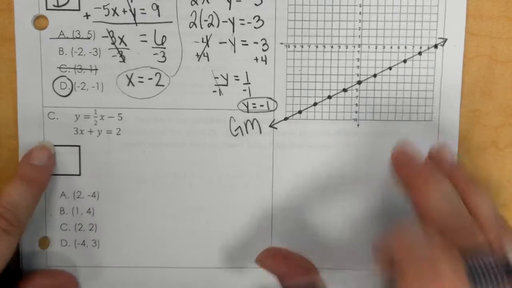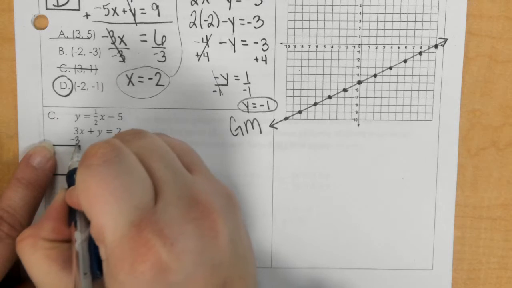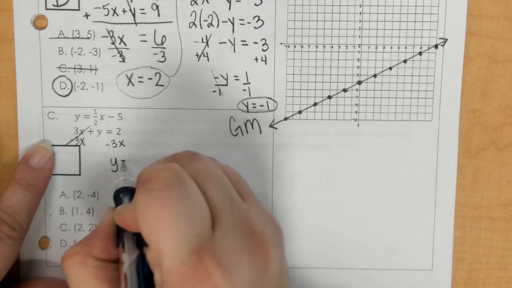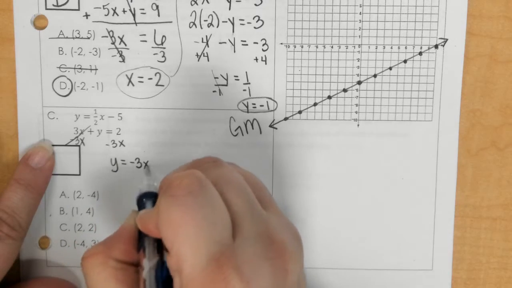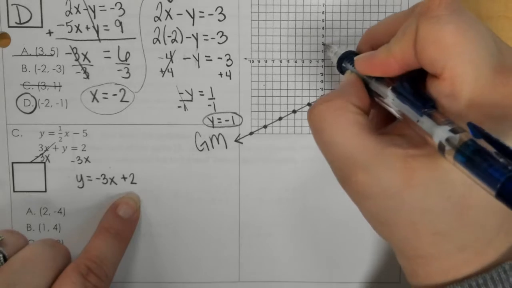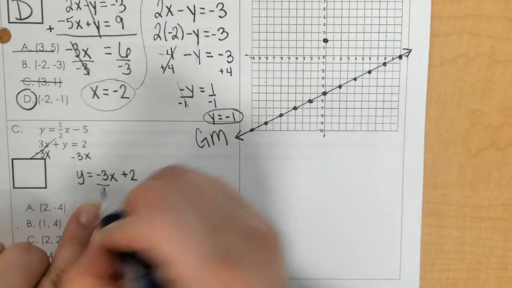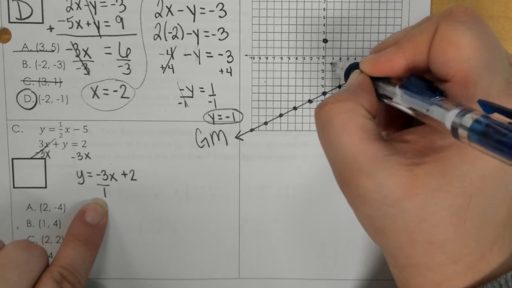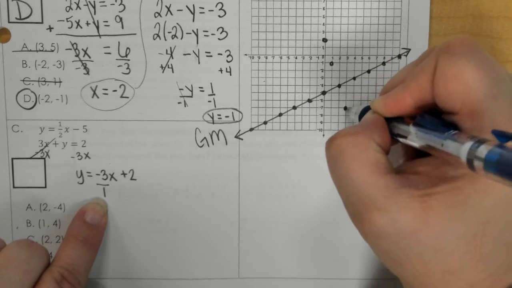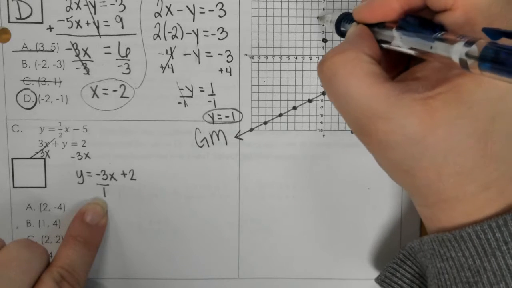For the second equation, I have to move the x to the other side. So if I subtract the x to the other side, I have y equals -3x plus 2. So I start at +2, and I'm going down 3, right 1. And then we can also go up 3, left 1.